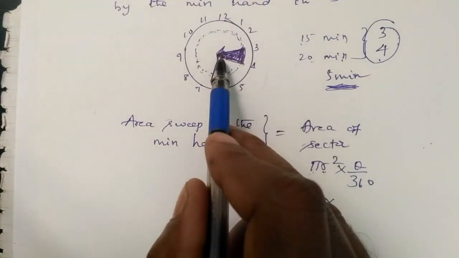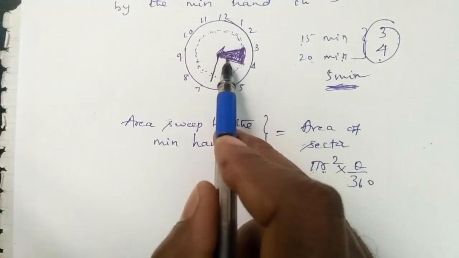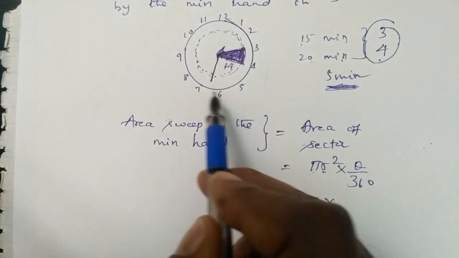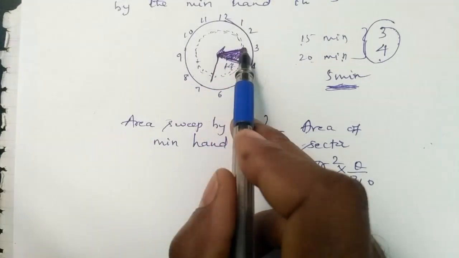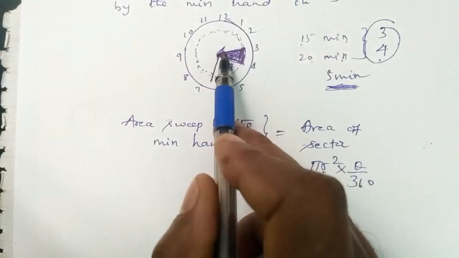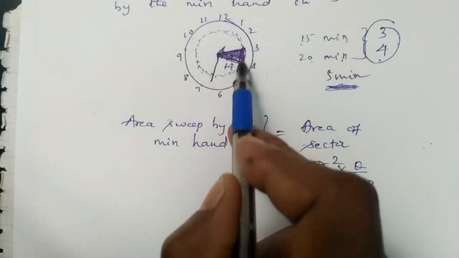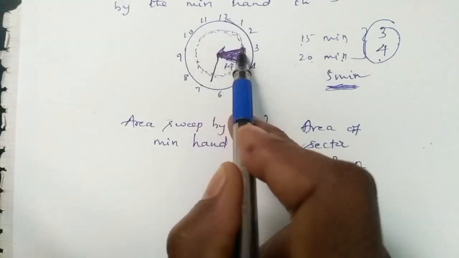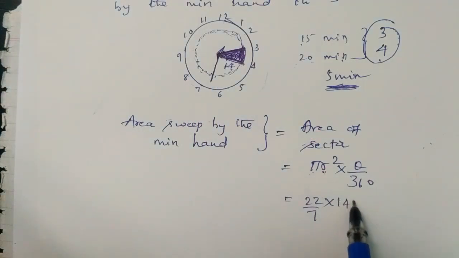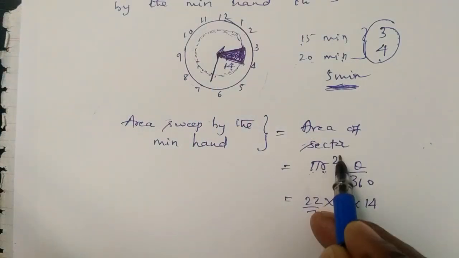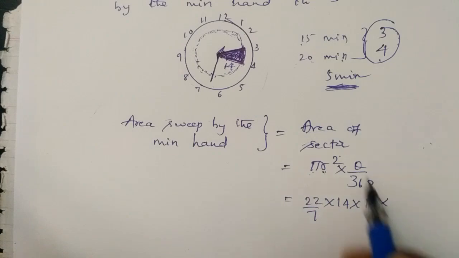Radius. What is the radius? This is the radius. It is already given as 14 centimeter, because the length of the minute hand acts as the radius. Look from the center to here. This is in the shape of a circle. Within this circle, this is the radius. Radius is 14, so I write 14 into 14 because r square is r into r, into theta.